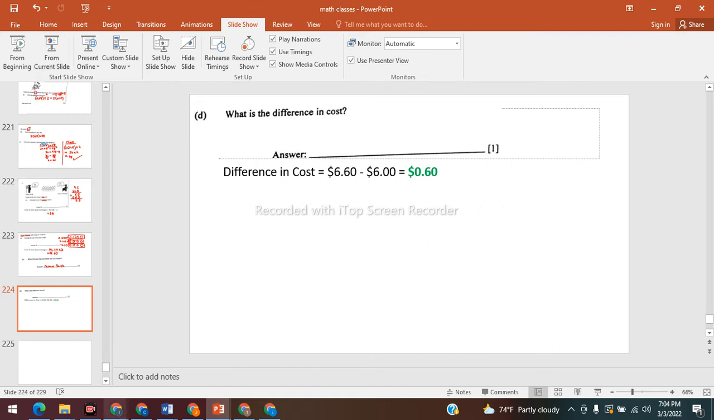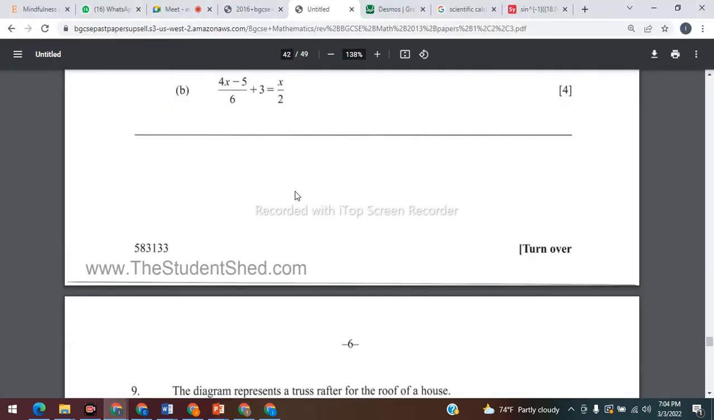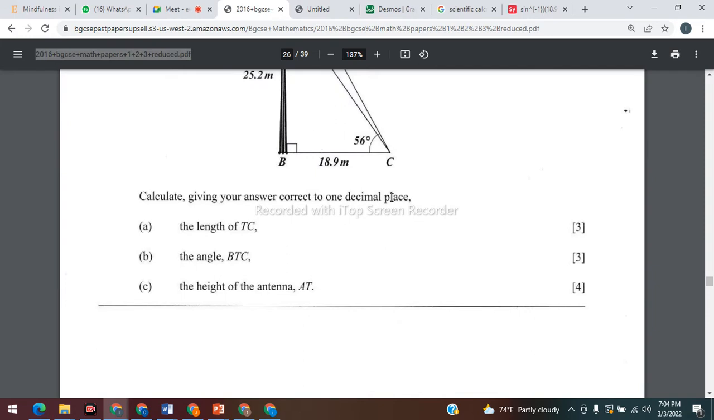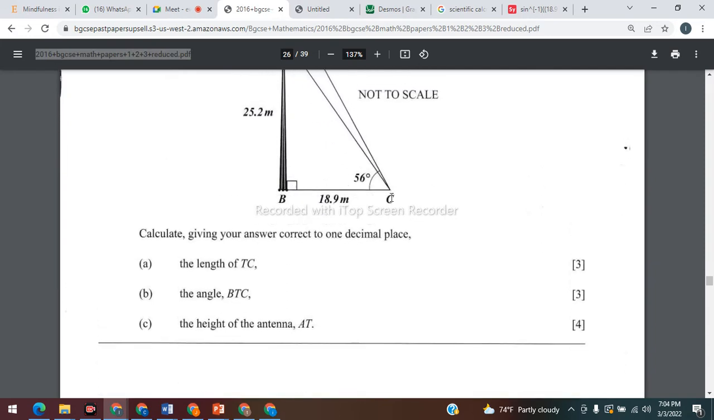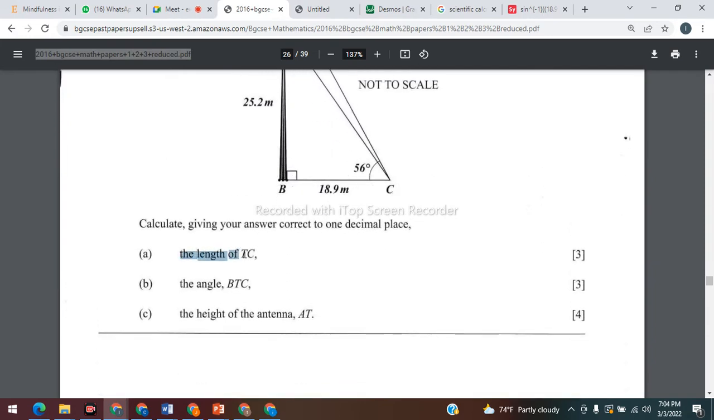Right, so let's move over to what may be unfamiliar to us. We already finished this one. Remember, for these questions, you need to know Pythagoras theorem, and you need to know sine rule.